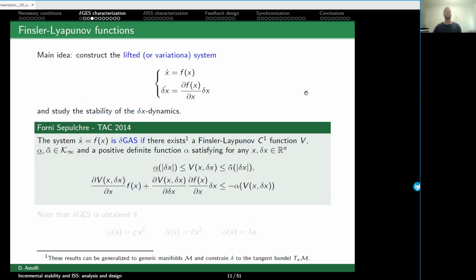A second characterization that has been proposed to study incremental stability properties is the one denoted as the Finsler-Lyapunov function, introduced, for instance, by Forni and Sepulchre in 2014. The main idea is to construct what we call the lifted or variational system. Sorry for the small typo here. Basically, what we will study is the system x dot equal to f of x together with the variational system obtained by small variations around any trajectory of x.